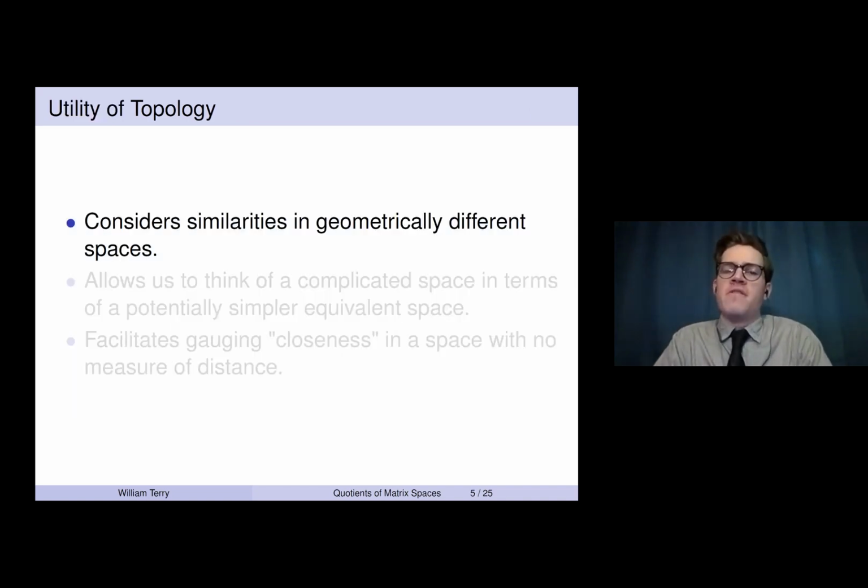Topology is useful for the following reasons. First, it allows us to consider similarities in geometrically different spaces. The square and the circle are geometrically different, but they have some similar properties that topology allows us to study without having to account for the geometry.